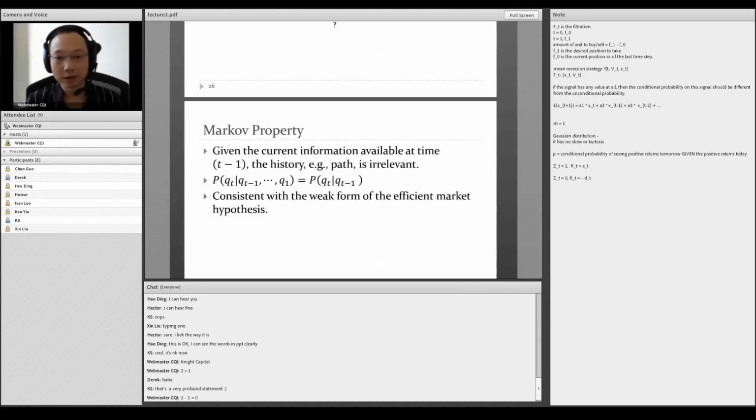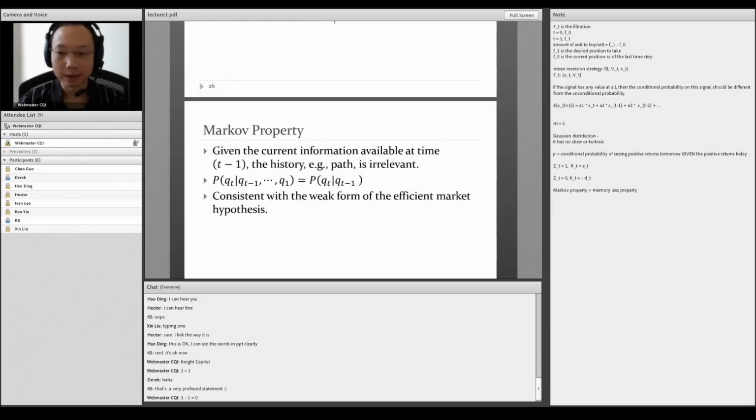All these are irrelevant from the Markov chain perspective. So sometimes the Markov property is called the memoryless property, because it does not require memory. It does not require keeping track of what happened in Q1, Q2, Q3, or up to Q_(T-2). You can forget about history.